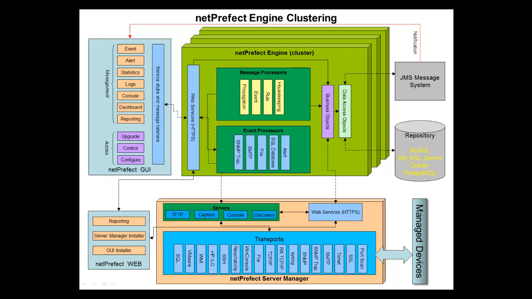With netPrefect, the engine is clustered, which provides continuity in the event that one cluster node becomes unavailable. Additionally, clustering allows load balancing and improved performance. You can elect one node as the master. The master cluster node coordinates database access. The GUI communicates with the engines by sending requests to each cluster node in a round-robin fashion.